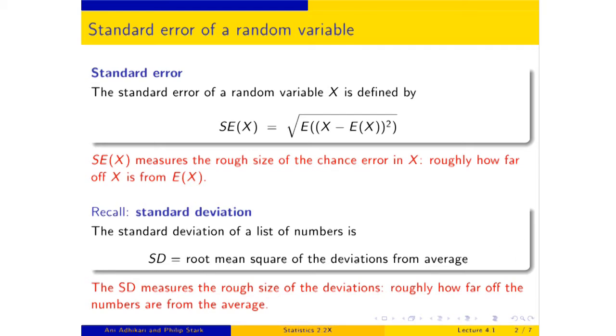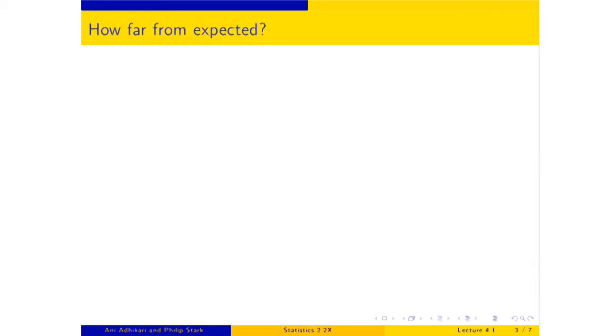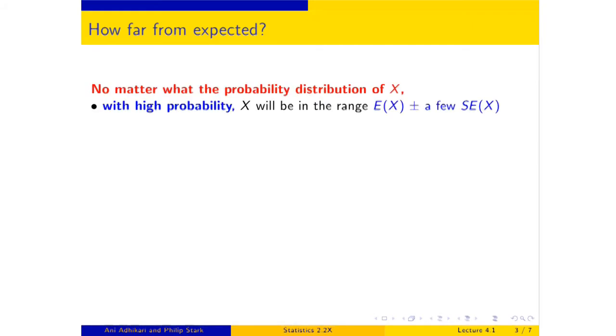And the crucial property of the SD is reflected now in this way. How far off are the numbers from the expected value? No matter what the shape of the distribution of x, so no matter what list of numbers you're drawing from, with high probability, your random variable will be in the range expected value plus or minus a few standard errors. Do you recall? No matter what the shape of the histogram, the overwhelming majority of numbers in your list will be in the range average plus or minus a few SDs. We've made exactly the same statement here, but in the case of random variables.